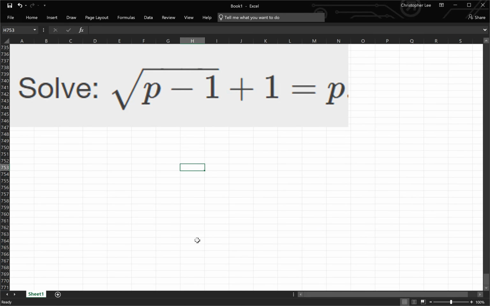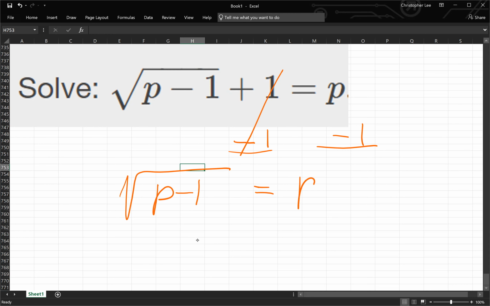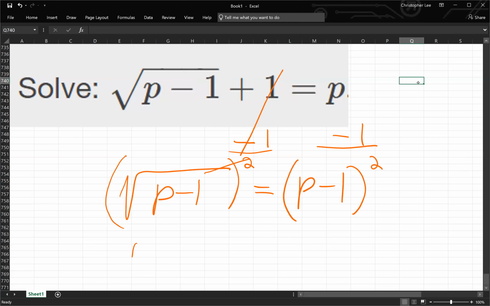What am I going to do first? Correct one. Exactly, right? Because I want to isolate my radical. So what do I have here? I have square root of p minus 1 is equal to p minus 1. What do I do after that? Exactly, right? I'm going to square both sides, get rid of the radical. What I do to one side, do to the other. So now what do I have? I have p minus 1 is equal to, what's p minus 1 squared?